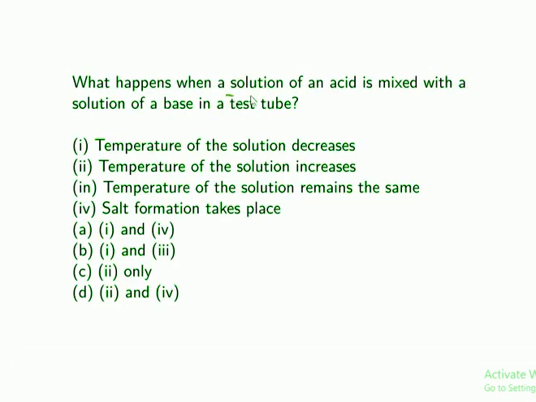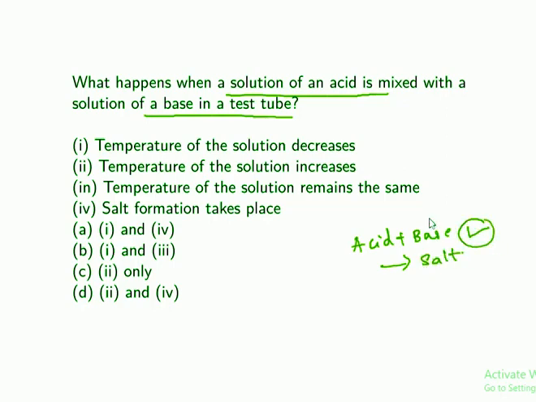What happens when a solution of an acid is mixed with a solution of a base in a test tube? You know that when an acid and a base are mixed, we are going to get a salt, right? So this is the point you should know first. Let us see the options here: temperature of the solution decreases, temperature of the solution increases, temperature of the solution remains the same, salt formation takes place. So we know the basic thing, right? So option 4 will come under the answer.